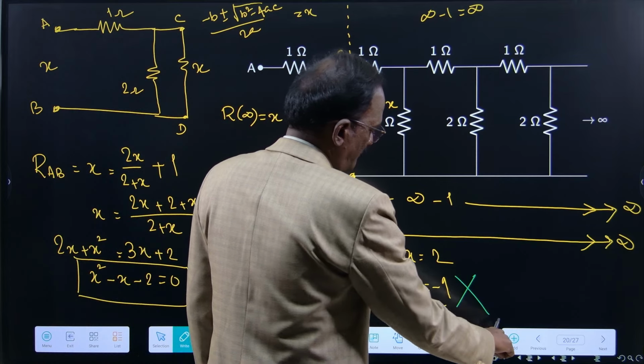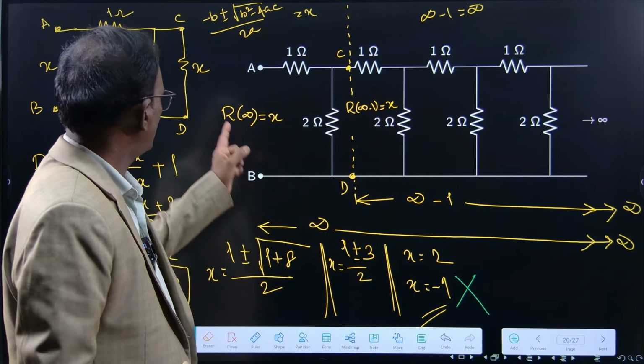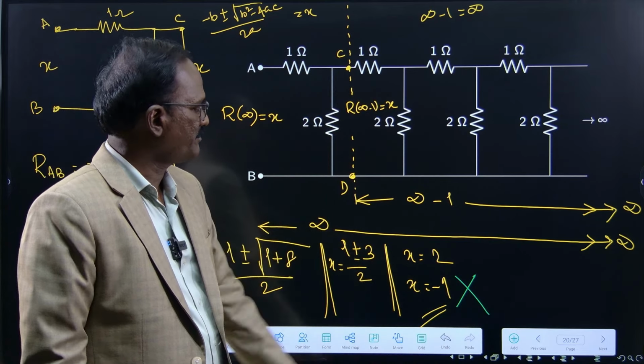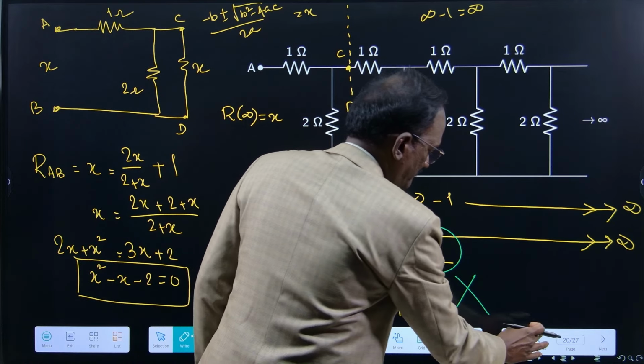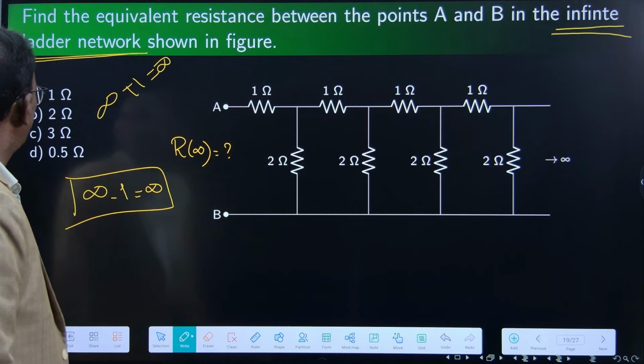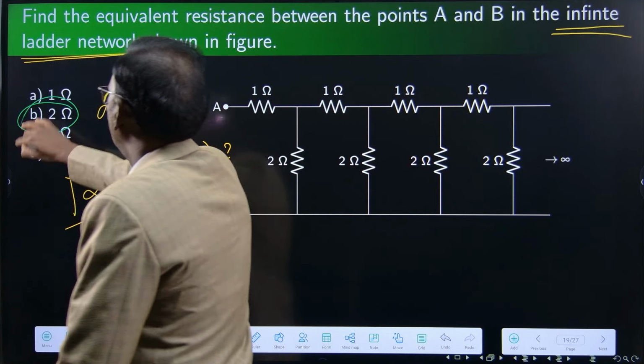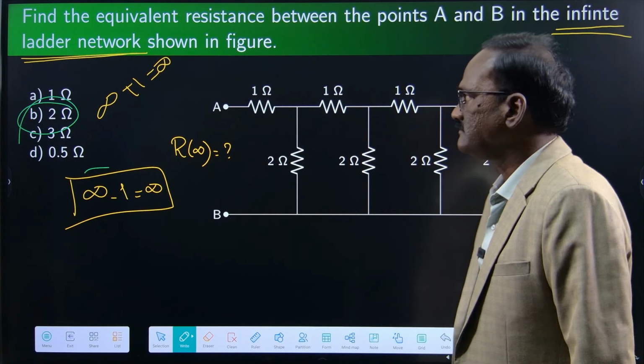This answer, minus 1, we should not take, because equivalent resistance cannot be a negative value. So x is equal to 2 is the right answer. X is equal to 2, option B. Option B is correct.